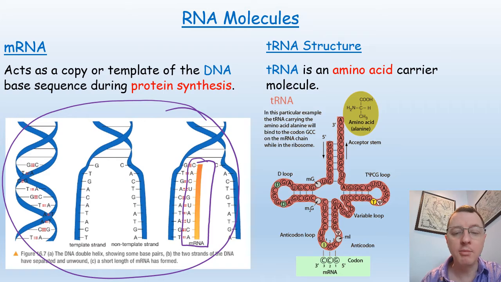The RNA molecule can also take a slightly different form and fold in this particular way to form this single-stranded molecule known as tRNA. So we have two different RNA molecules, M for messenger RNA that acts as a template during protein synthesis, and T for transfer RNA, which is an amino acid carrier molecule and is utilized at the ribosome in the final stage of protein synthesis.